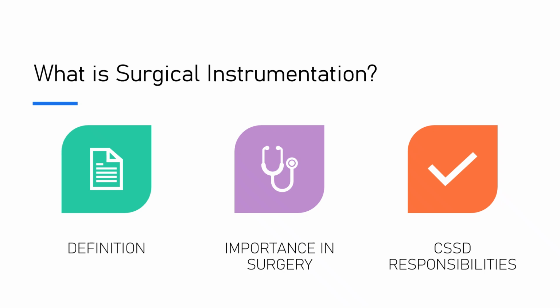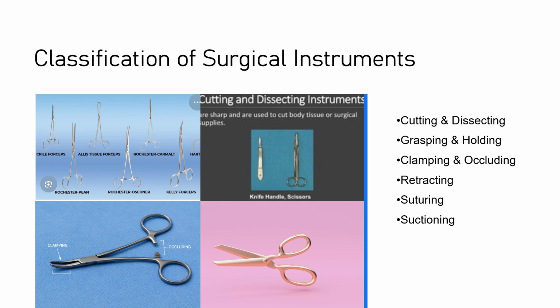Surgical instruments are specialized tools used by surgeons to perform procedures. CSSD plays a critical role in ensuring these instruments are cleaned, inspected, sterilized and ready for safe patient use. Surgical instruments are classified based on their function. These include cutting and dissecting instruments, grasping and holding instruments, clamping instruments, retractors, suture instruments and suction instruments.